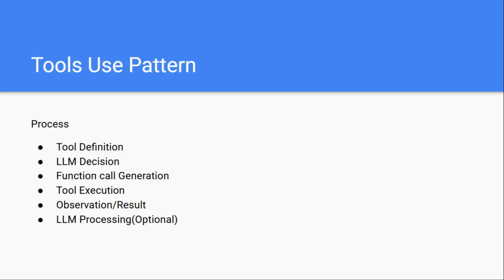The next is the LLM choice. The LLM receives the user's request and the available tool definitions. Based on its understanding of the request and the tools, the LLM chooses if calling one or more tools is needed to fulfill the request. The third is the function call generation. If the LLM chooses to use a tool, it generates a structured output, often a JSON object that specifies the name of the tool to call and the arguments or parameters to pass to it, extracted from the user's request.